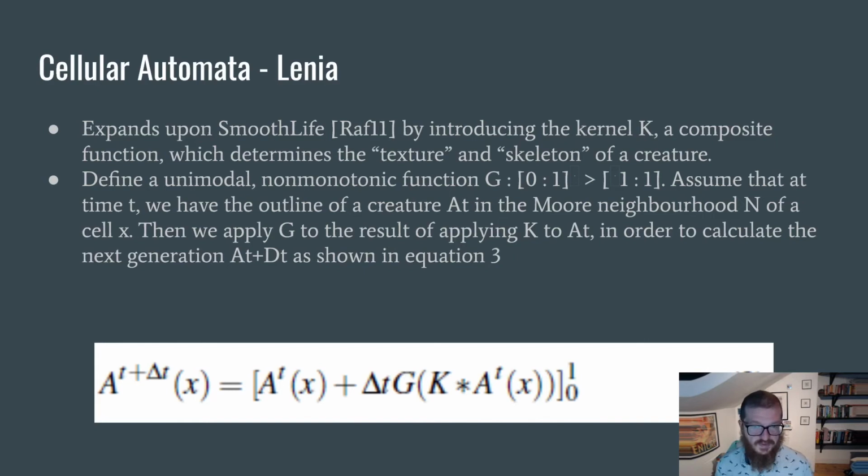The basic idea is as follows. Define a unimodal monotonic function G that goes from the domain 0 to 1, mapped to the range -1 to 1. Oh, sorry, I see in the slide this is supposed to be a -1. Assume that at time t we have the outline of a creature A_t in the Moore neighborhood N of a cell X. Then we can apply G to the result of applying K to A_t in order to calculate the next generation, as shown in equation 3. So that becomes the step.